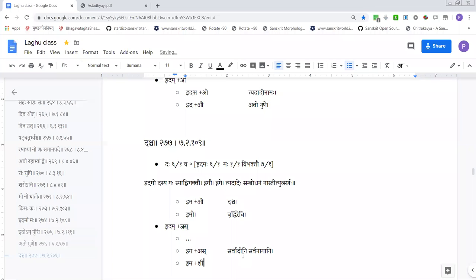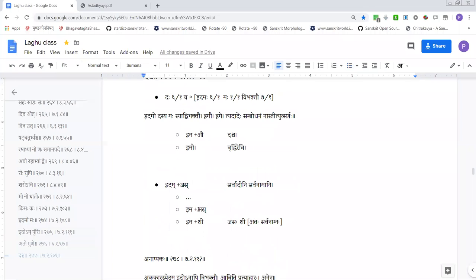By what? Jasah shi. Here there is no condition of any linga. It is sarvanamnah. The at of a sarvanama, by sarvadini sarvanamani, by that idam has become this, and that will have applied earlier. We'll apply it here itself. So it applied here, sarvadini sarvanamani, and being a sarvanama, sarvanamnah ataha. This jas pratyaya will be replaced by shi. Jasah shi. And shi is what? Lashakvataddhite, tasya lopah. You will get ima plus e.